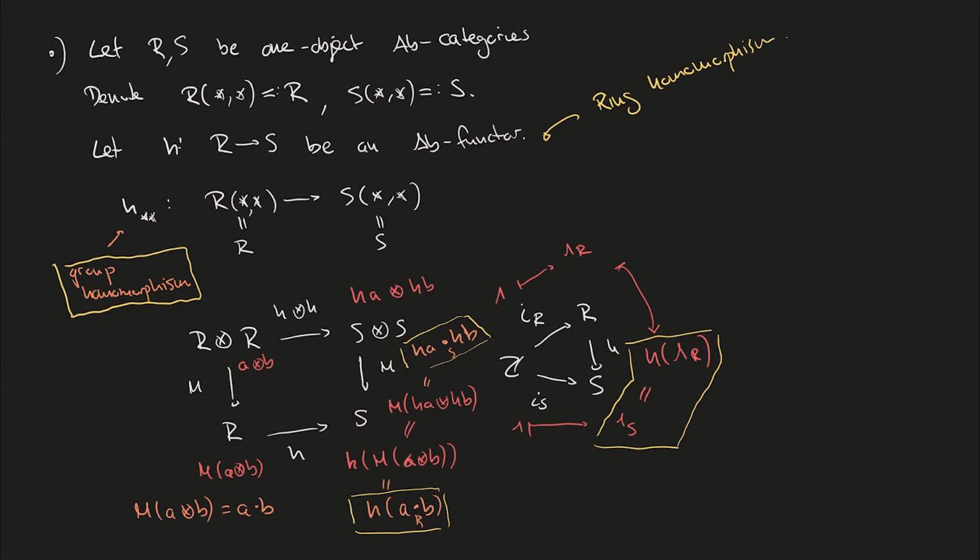This is very nice because we have these one-object enriched categories which we can view as rings, and now the corresponding functors between them turn out to be the usual morphisms between rings, namely ring homomorphisms. Thus we again see that this general concept of an enriched category reduces to something we're familiar with in a special case.